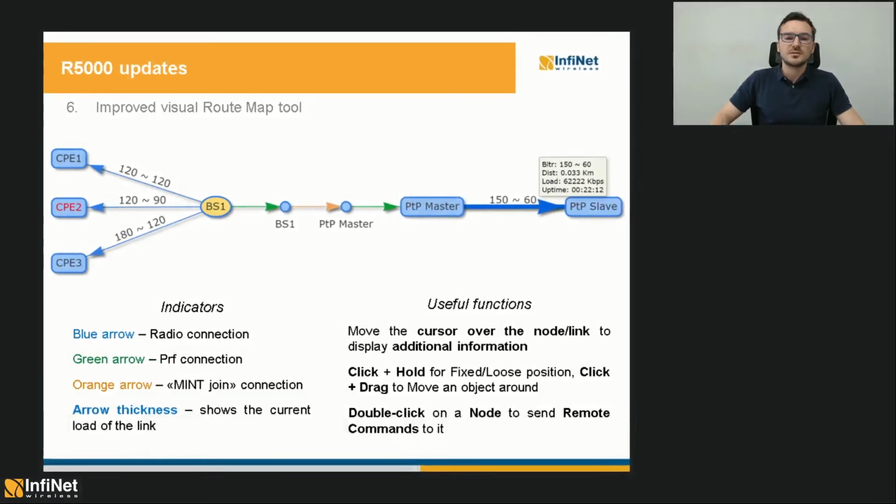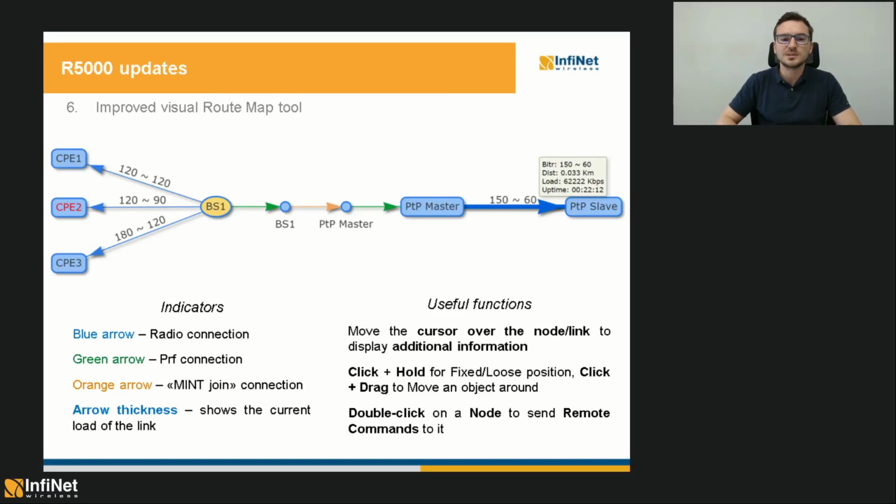By moving the cursor over a link or node, you can view additional information about each object on the map, like bit rates, distance, load, uptime, MAC address, and so on. If you have a lot of devices in your network, the route map can become very cluttered, especially because in the default view, the objects are not fixed. Instead, they are allowed to float around on the map. By using the click and hold function, you can lock the devices into position or move them to a desired location in order to better organize your nodes so you can have a clearer view of the whole network.